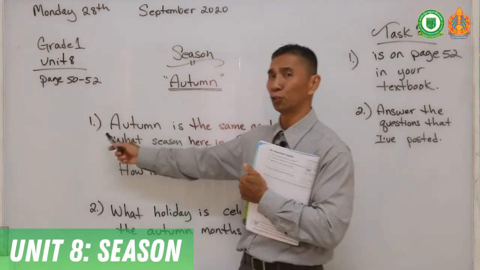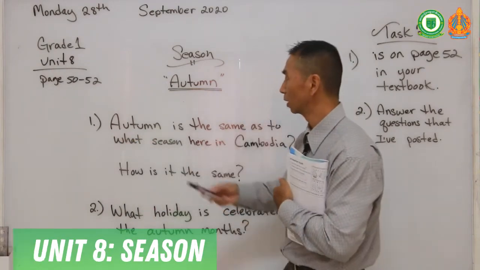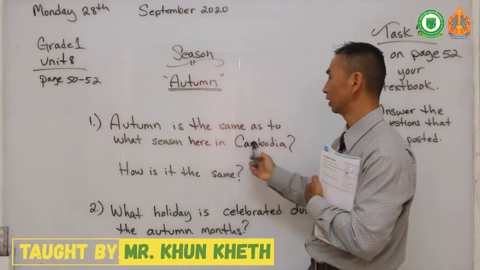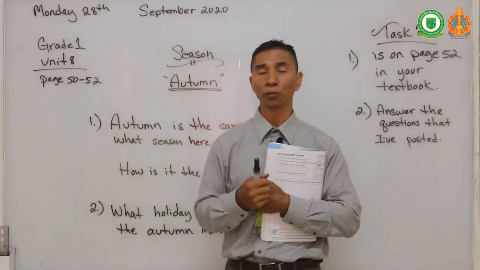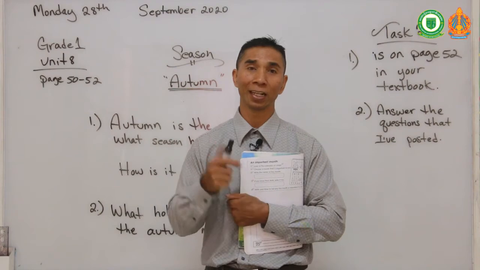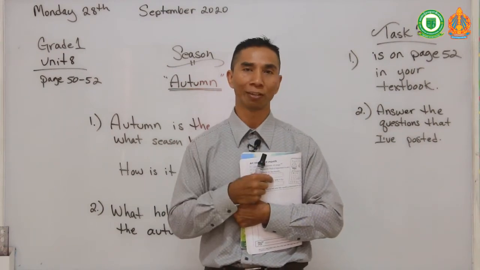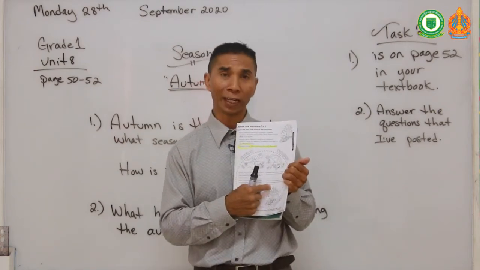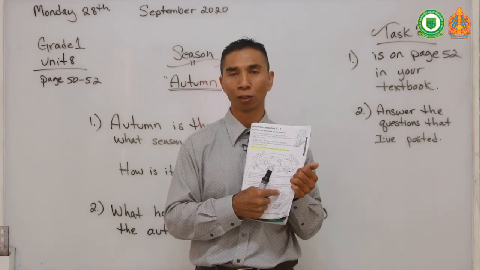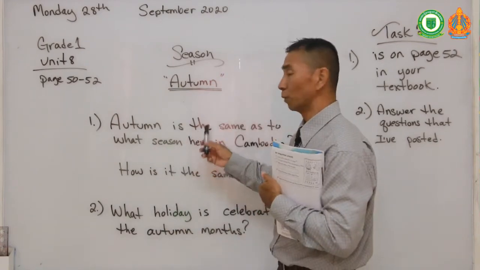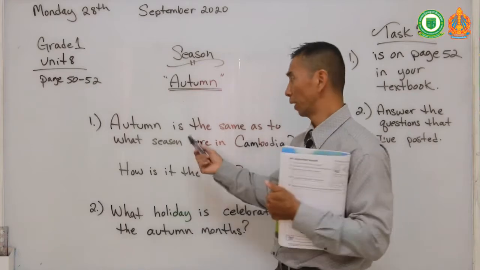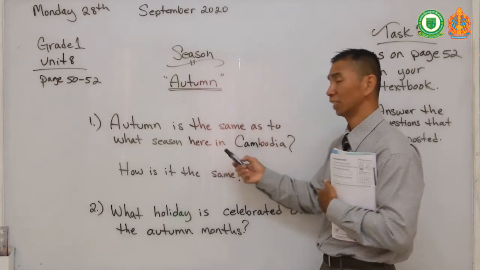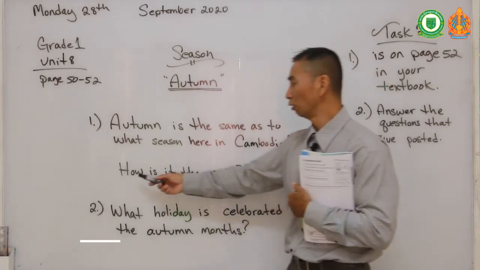I have listed here a few questions that I would like to ask you in this video. The first question is, autumn is the same as what season here in Cambodia? So we know so far from our past two weeks studying about seasons that here in Cambodia we only have two seasons, right? The dry season and the rainy season. So we know that autumn rains a lot and it gets kind of cold in autumn. So comparing to autumn, what season here in Cambodia is it the same as, the dry season or the rainy season? And how is it the same?